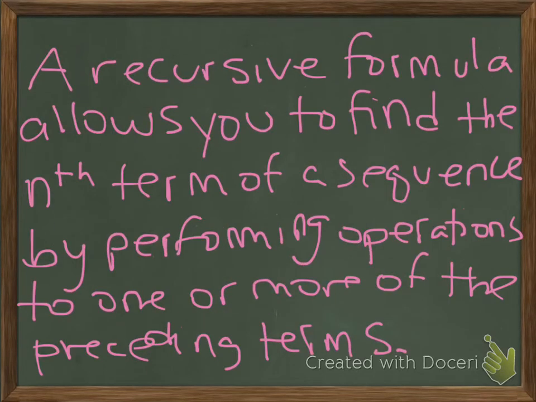So here, in terms of a definition, a recursive formula allows you to find the nth term, just like an explicit formula, of a sequence by performing operations to one or more of the preceding terms, which is the ones that come before that particular term that you're trying to find.